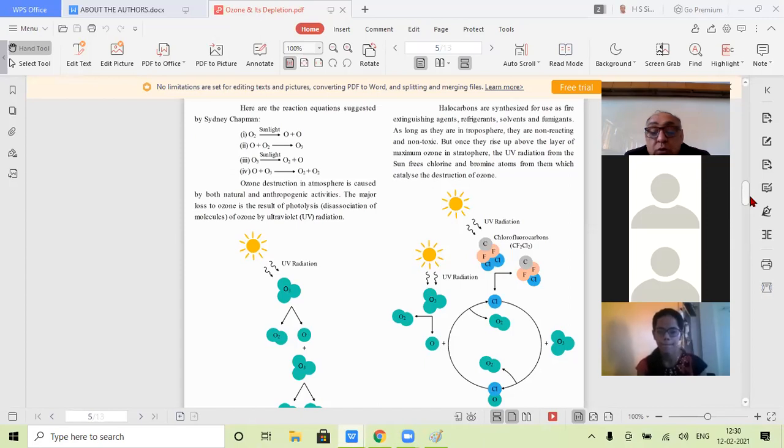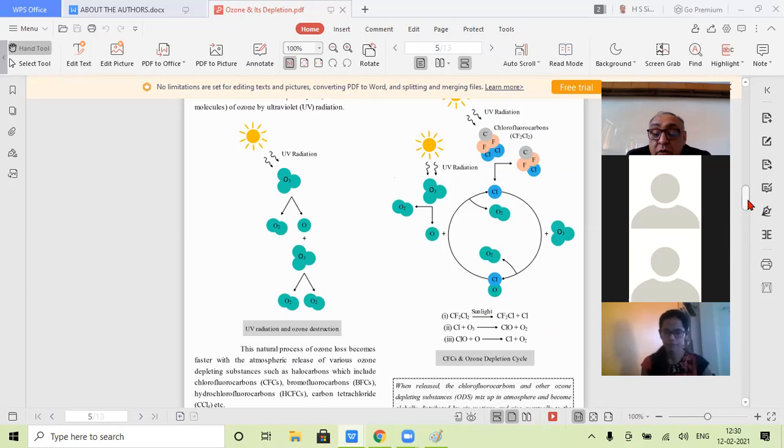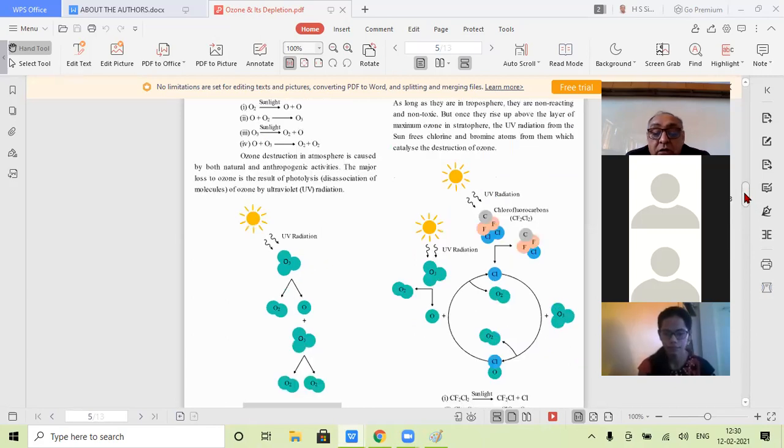So please note this also. Either note these equations, or you can make this figure also. So this is your choice.